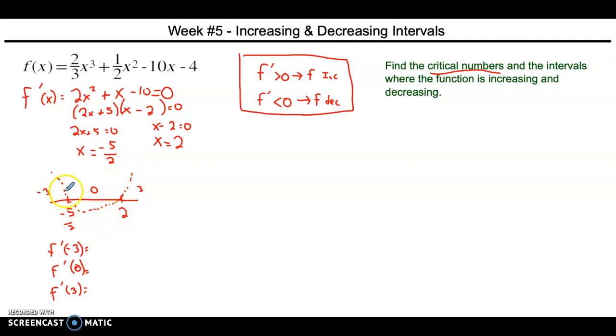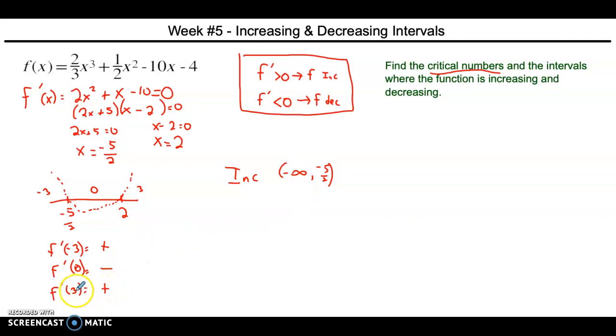But when that derivative is above the x-axis, like it is for this interval, it's positive. Again, we don't care what the number is, we just care if it's positive or negative. In between our two critical numbers, our derivative is below the x-axis, so it is negative. Above the x-axis, positive. Okay, so our function is increasing on the intervals where the derivative was positive. So that was this interval, less than negative 5/2. So I'm going to write it as negative infinity up to negative 5/2.